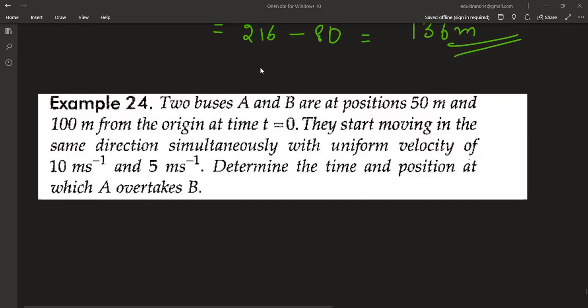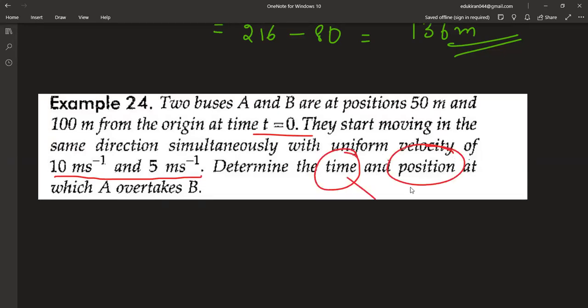See, two buses A and B are at positions 50 meter and 100 meter from the origin at time t is equal to 0. They start moving in the same direction simultaneously with uniform velocity 10 meters and 5 meters. All right, determine the time and the position. Both of these things have to be derived. But first, if you write this in Cartesian form. See, coming to the derivation. Coming to the solution to this question.